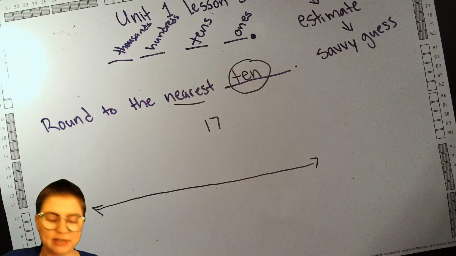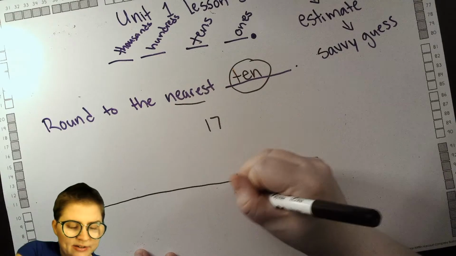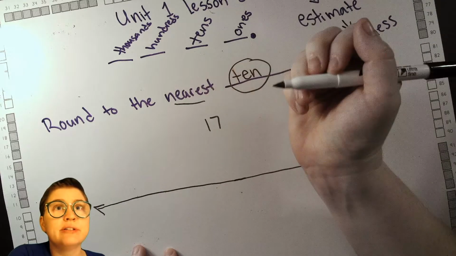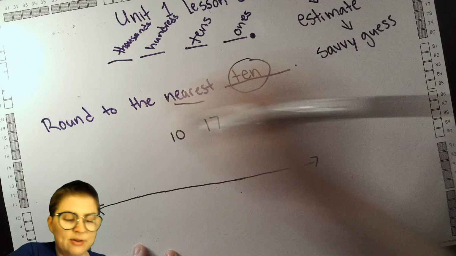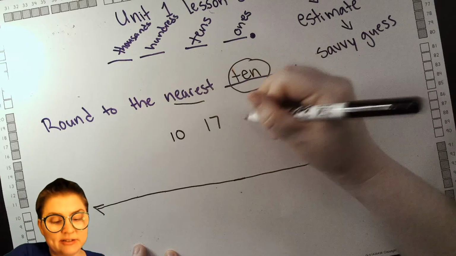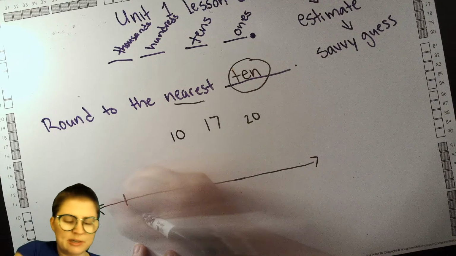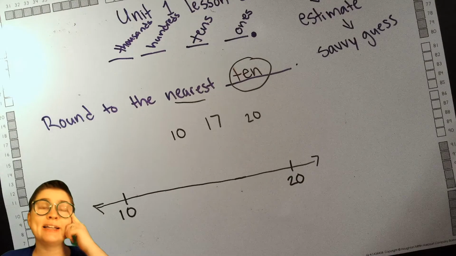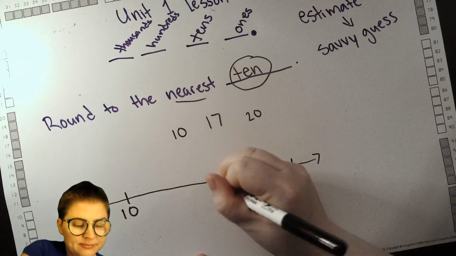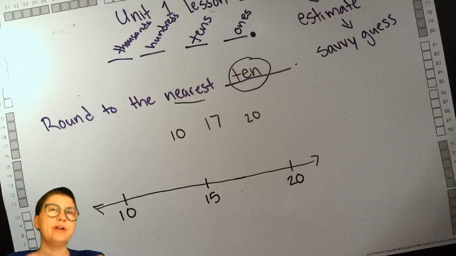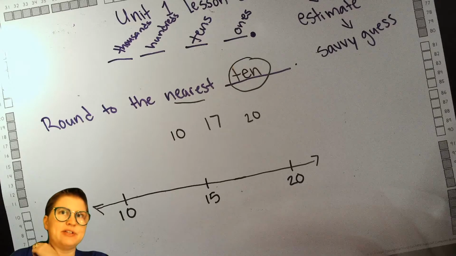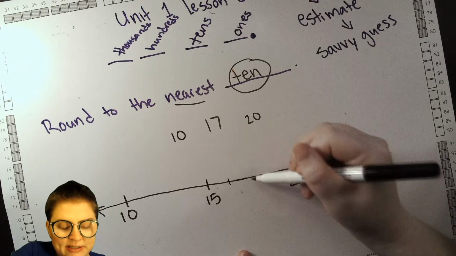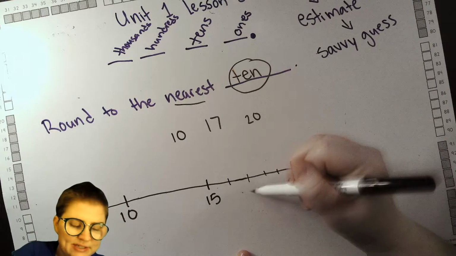So go ahead, draw a number line. Let's put our nearest tens. So what is the 10 below 17? 10. What is the 10 above 17? 20. Let's put those two on a number line. 10, 20. What is exactly halfway between 10 and 20? 15. Where does 17 fall on this? We know that 17 is somewhere in between 15 and 20. So let's say here's 16, 17, 18, 19, right? So 17 would be right here.